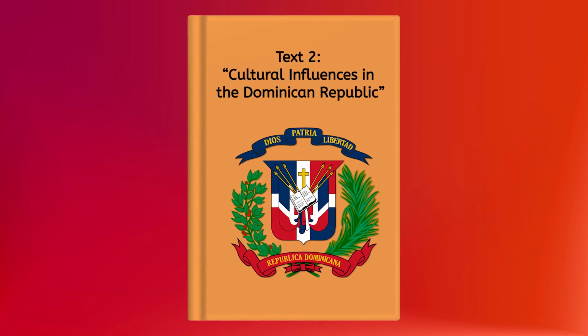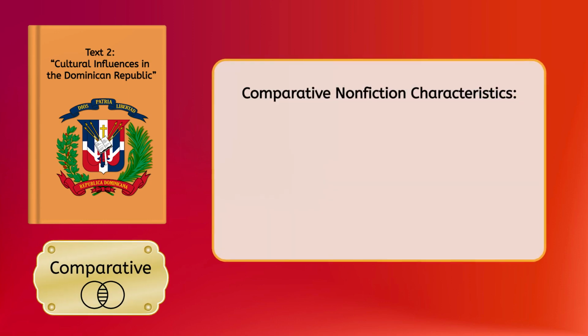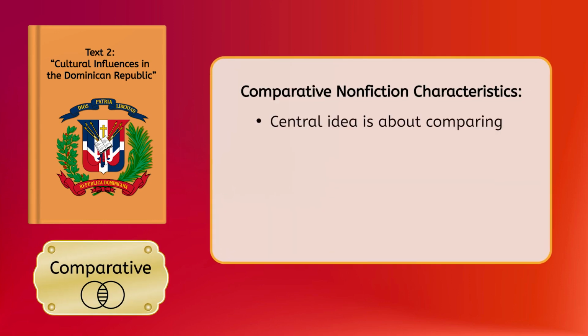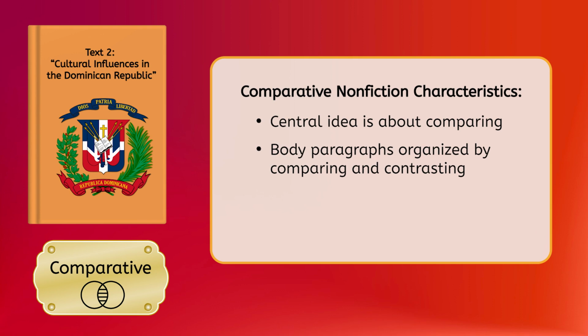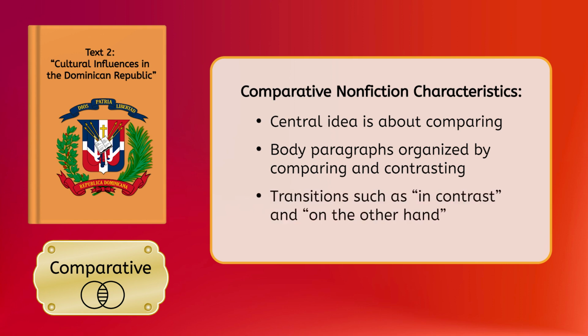The next, cultural influences in the Dominican Republic, is comparative nonfiction. The central idea is something like, the Dominican Republic has been affected by other cultures in different ways. That word, different, shows us it's focusing on comparison. Accordingly, the body paragraphs are then organized by comparing and contrasting each of those cultural influences, from Taino to African to Spanish. To make their comparison clear, the author uses transitions such as in contrast and on the other hand.